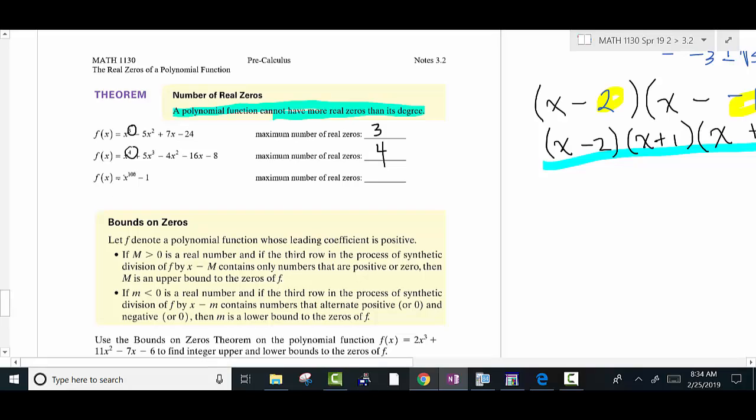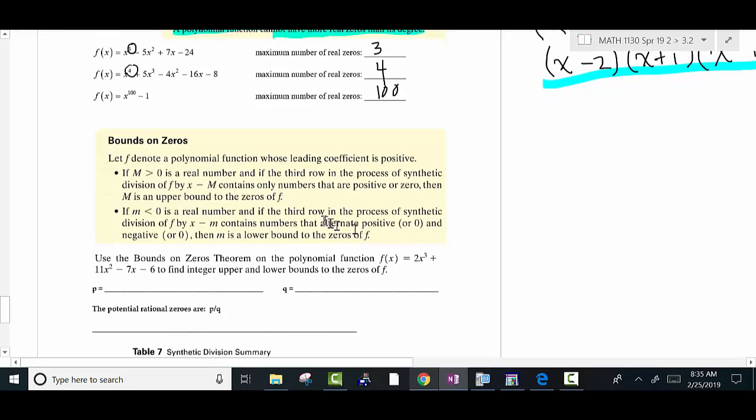The next one, it could have 100 zeros, all right? And typically, a lot of times on these kinds of things are complex. Like this thing right here would have a bunch of complex number zeros also. So that's the idea. You can't have more zeros than your degree. That's impossible. That's the idea there.